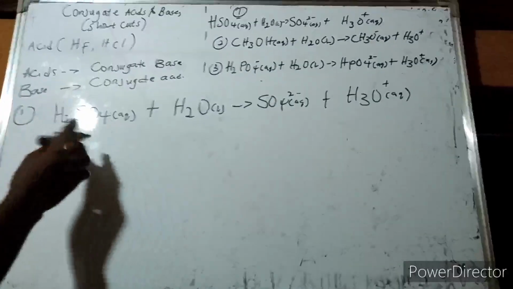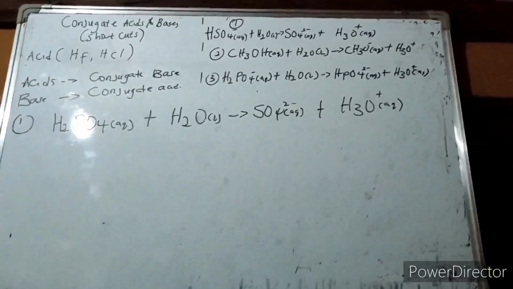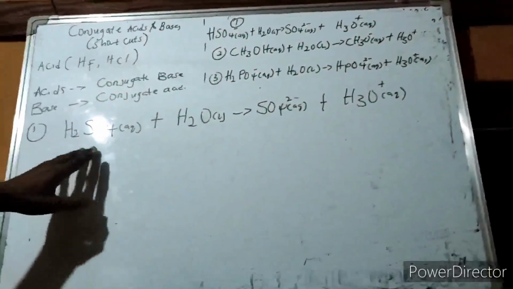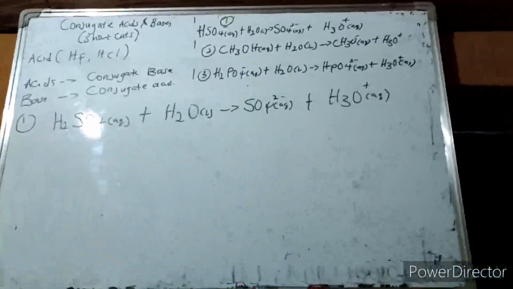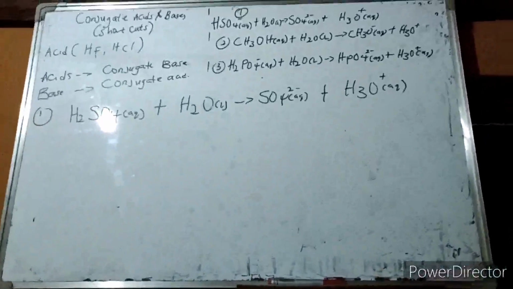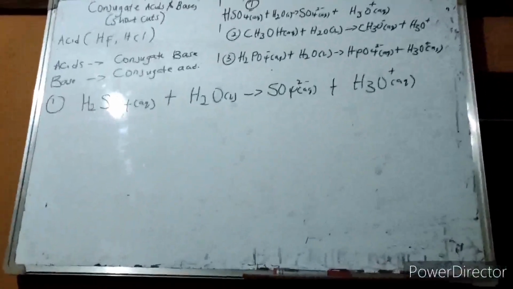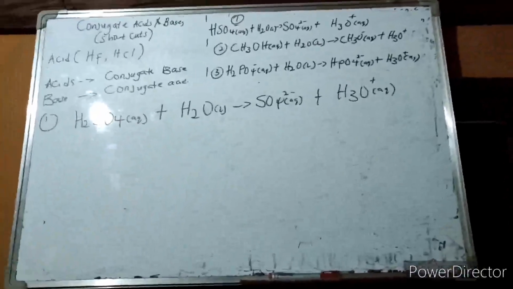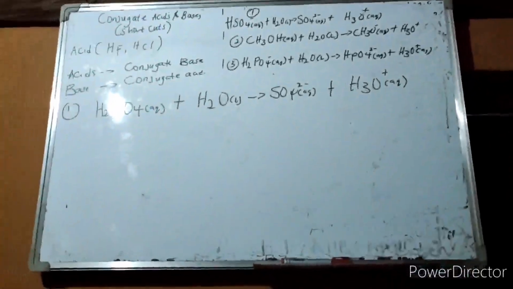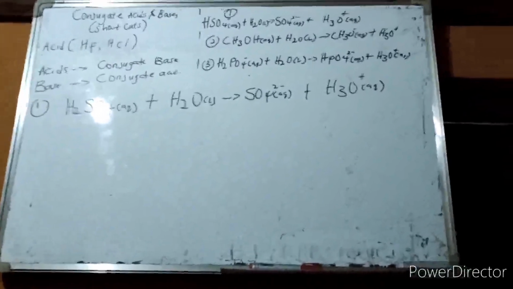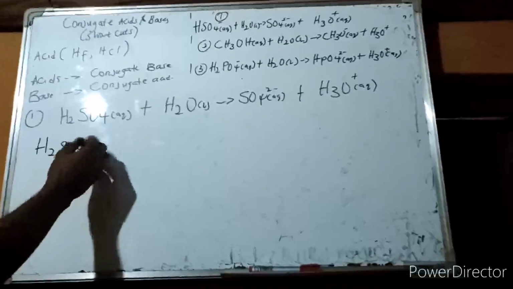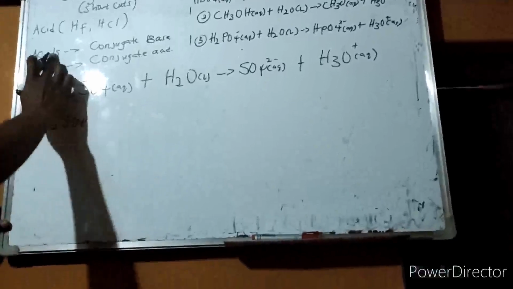Now, what is the acid here? The acid here is simply H2SO4. When you say H2SO4, sulfuric acid tells you that's an acid. You don't even need to rack your brain on that. Then this is H2O, which is the base. But I told you, just concentrate on the acid. If you can identify the acid, your problem is solved. Now this is the acid, H2SO4. Remember, an acid gives you the conjugate base.